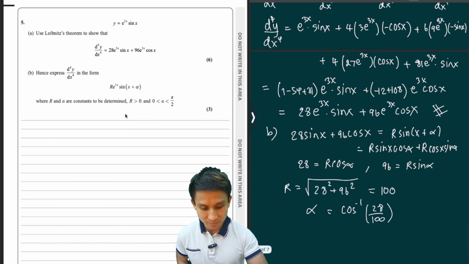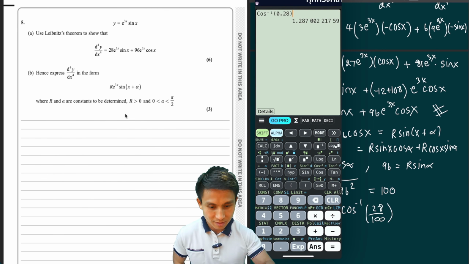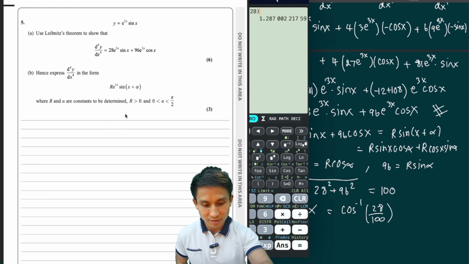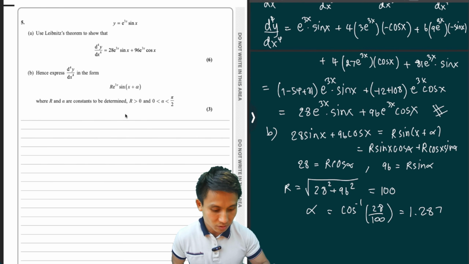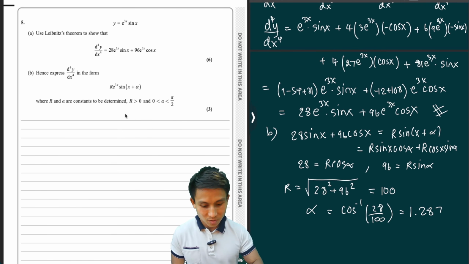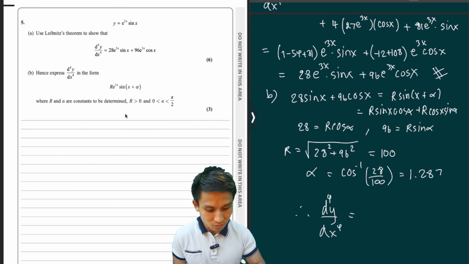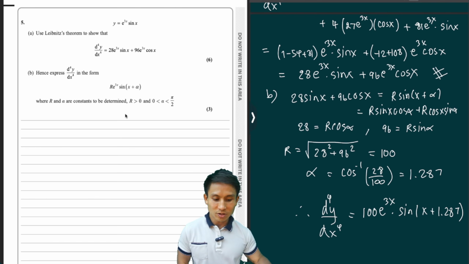Constant to be determined, that's fine. So radian arc cos 0.28 is 1.287. I'm just going to keep 3 decimal places, because that's the usual number they want. Therefore, d to the 4y by dx to the 4 would be equal to 100 e to the 3x times sine of x plus 1.287. Okay, here we go. That's it.